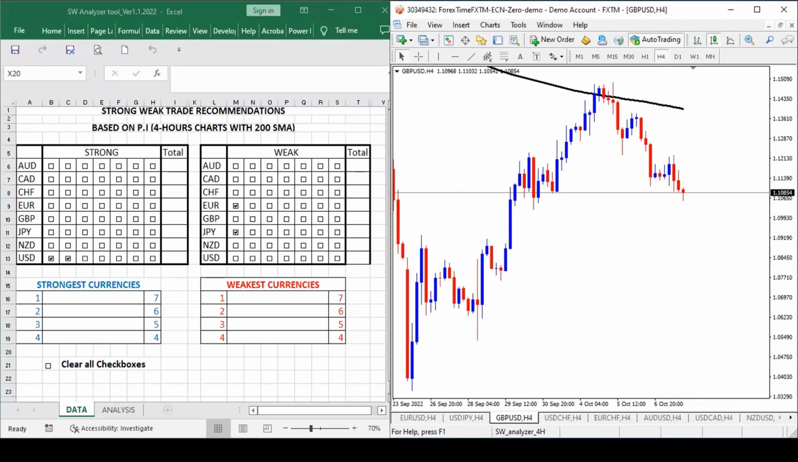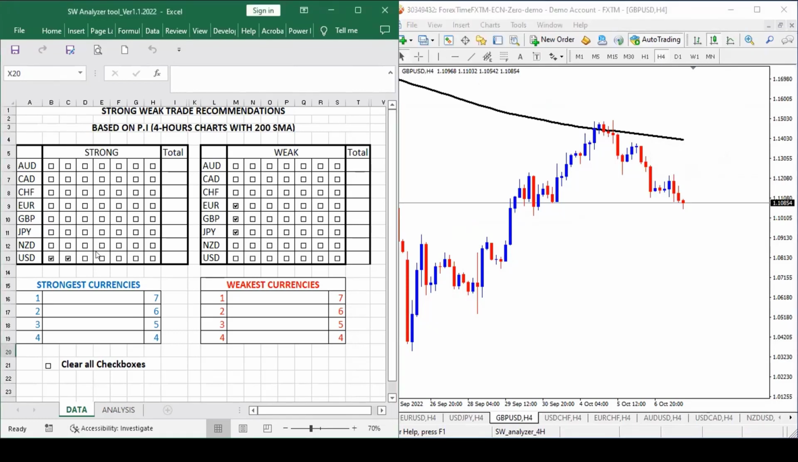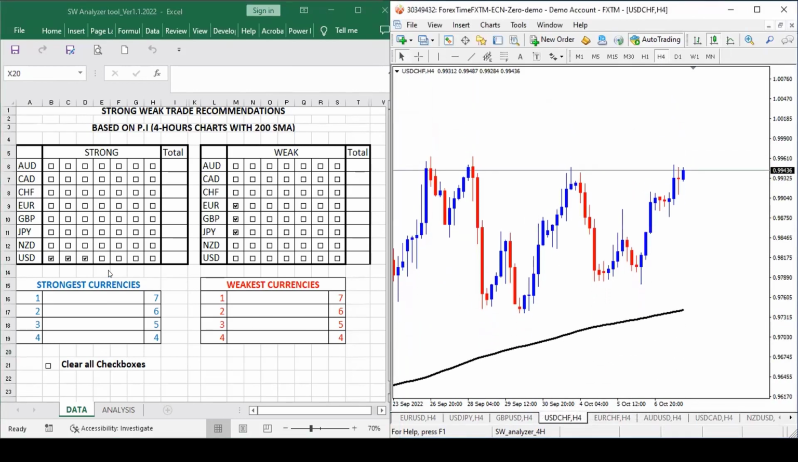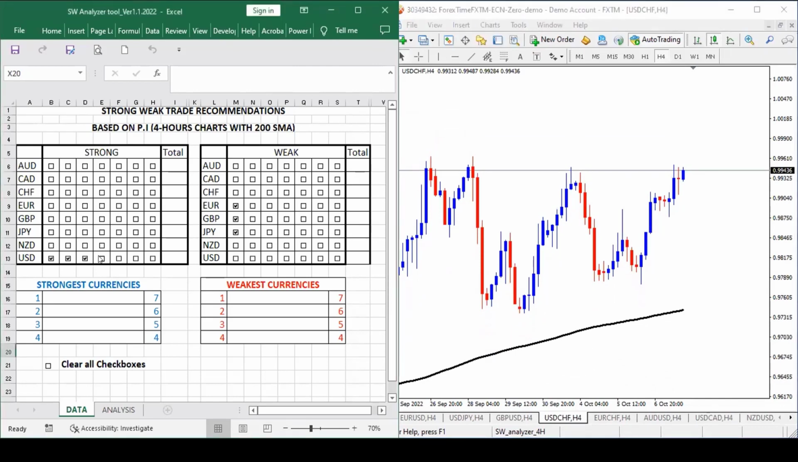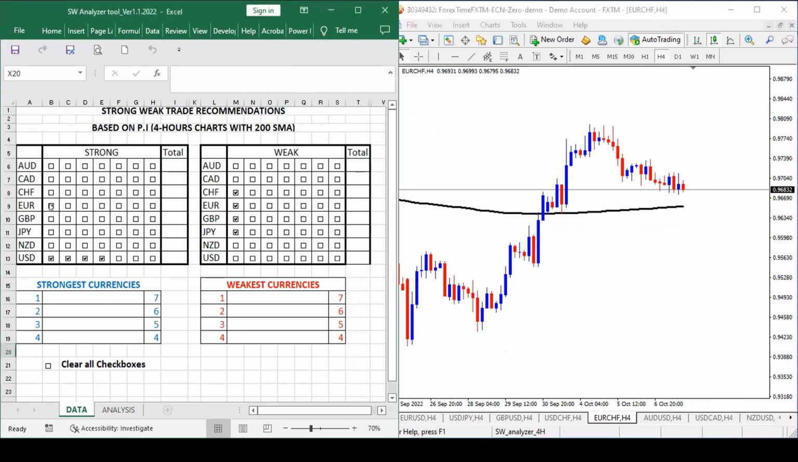Pound USD is trading below the 200 moving average. That means the pound is weak. Down arrow for the pound and up arrow for the USD. USD CHF is trading above the line. So that's an up arrow for the USD and a down arrow for the CHF. Euro CHF is trading above the line. That means that's an up arrow for the Euro and a down arrow for the CHF.